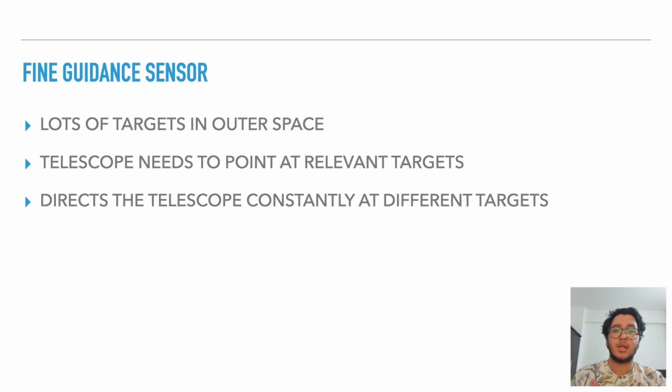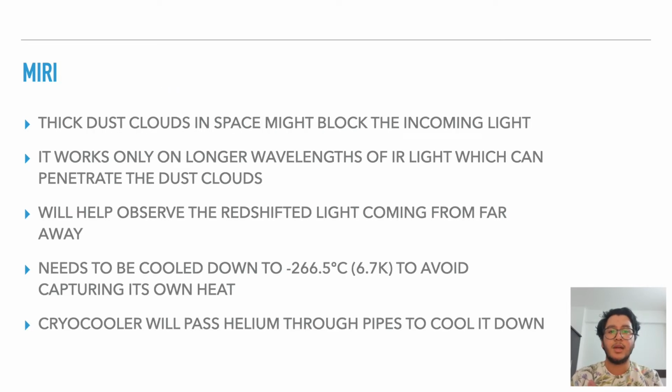As you know, there's a lot of light in outer space coming from stars, planets, and even galaxies. Not necessarily all of that is useful for us. So the telescope only needs to point at relevant targets. What it does is that it helps the telescope point in different directions constantly. And now let's move on to the final tool, which is MIRI.